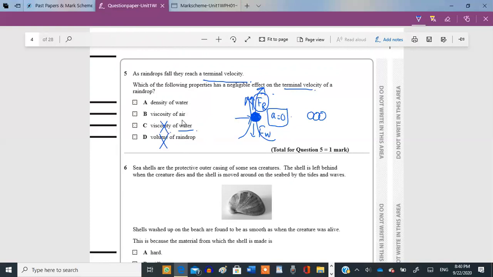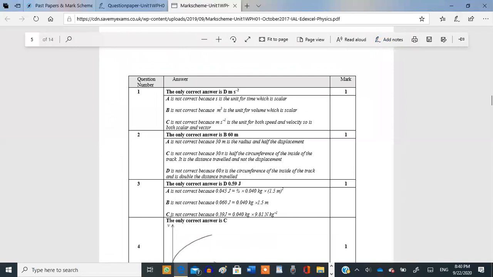Viscosity of the air. If the air is more viscous, then of course the resistive force is also going to be high. So the only option left is density of the water. So let's see.